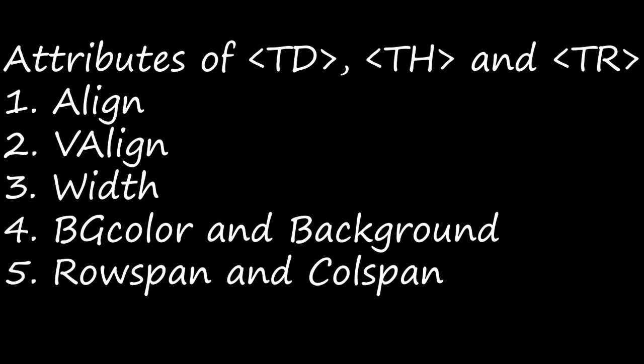And the next one is BGcolor, that is background color or background. Background means either you can add any image or picture, or you can use BGcolor and give some color to the background of the cell, right? And then Rowspan, Colspan. Rowspan means when you are merging two or more cells in a row, they will be displayed as a single cell, right? In the same way, Colspan is used to merge two or more cells in a particular column. These are merged into a single cell, okay?